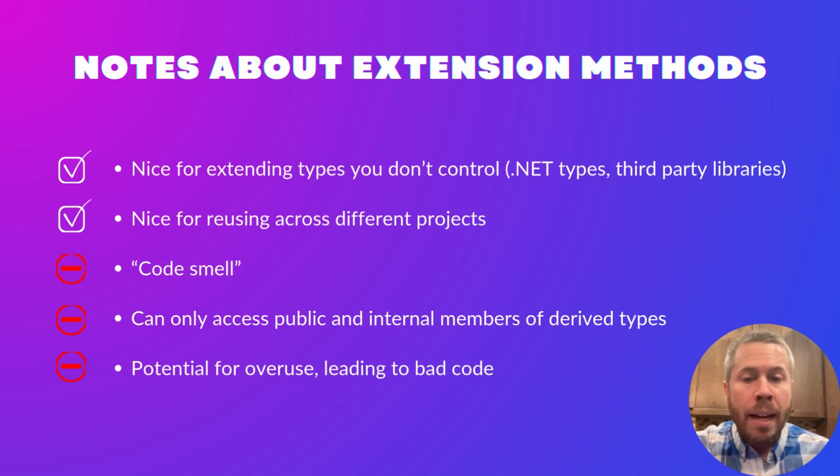You should note that you can only access public and internal members of the derived types with these extension methods. You can't access private or protected material. And there's a potential for overuse once you open the door to this that can lead to bad code. So I'll leave it up to you whether you think extension methods are a good practice that you want to incorporate on your own beyond just what we're going to do here with LINQ.